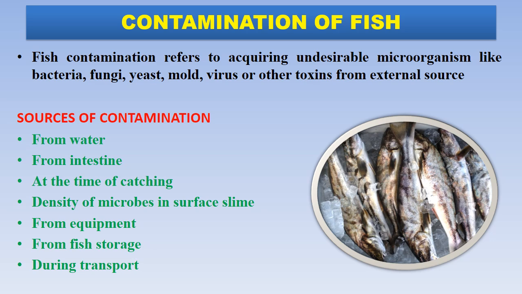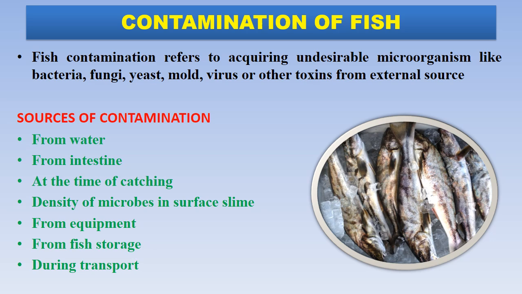The sources of contamination are mainly the water. If the water is contaminated, that will provide more organisms or other toxins on the fish. Then from the intestine: when the fish is dead and unprotected, the intestinal bacteria will enter into the muscle by invasion, as I mentioned earlier. Then at the time of catching, at what time the fish is caught or how much delay there is makes a factor for contamination, or due to other appliances where it is kept.